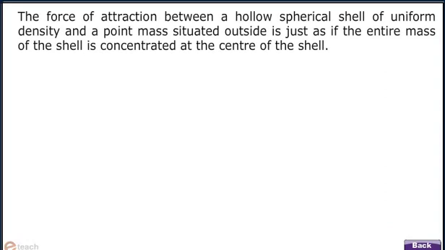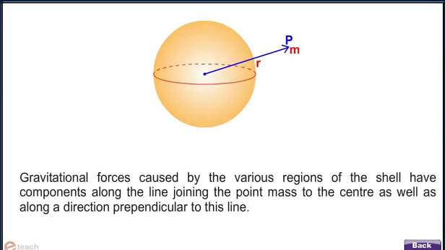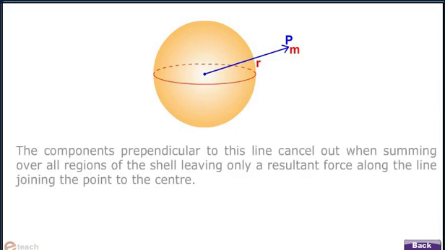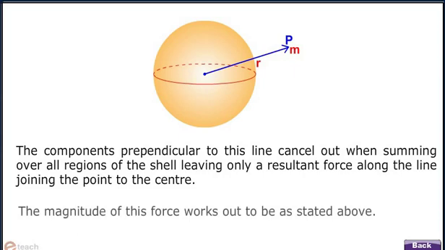Note that the force of attraction between a hollow spherical shell of uniform density and a point mass situated outside is just as if the entire mass of the shell is concentrated at the center of the shell. Gravitational force caused by various regions of the shell has components along the line joining the point mass to the center as well as along the direction perpendicular to this line. The component perpendicular to this line cancels out when summing over all regions of the shell, leaving only the resultant force along the line joining the point to the center. The magnitude of force works out to be as stated above.